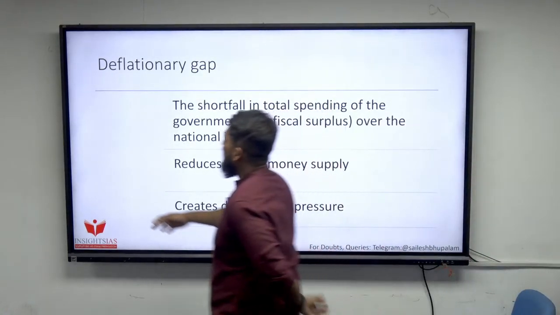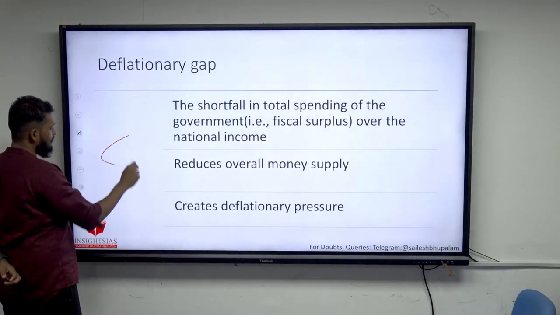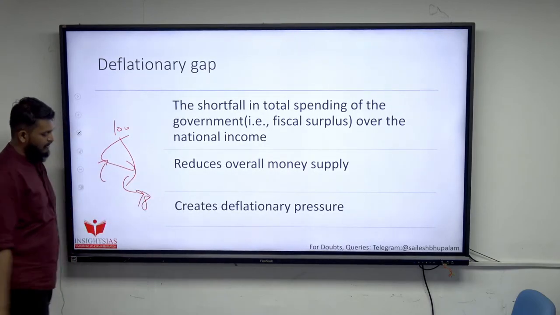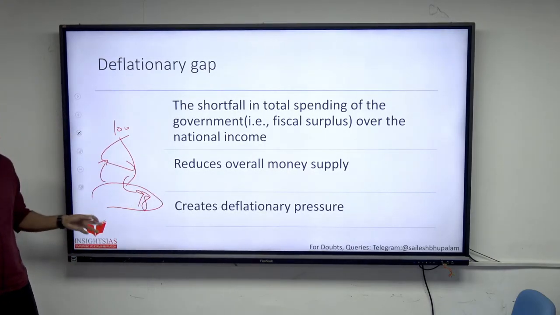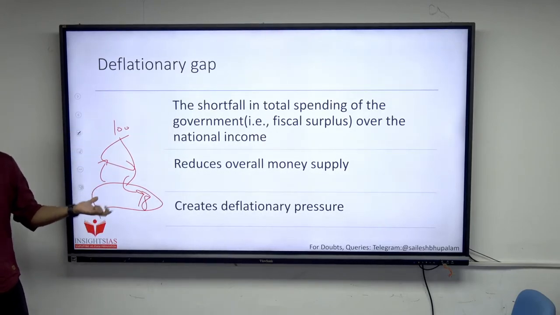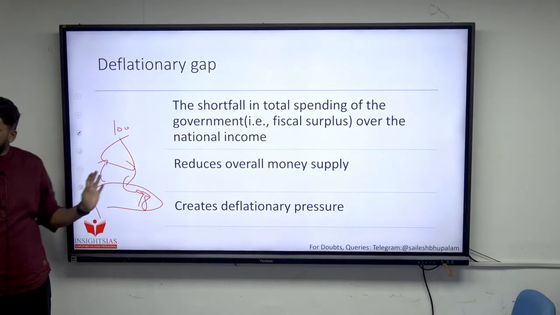Imagine the government has taxed people, say 100 rupees has been taken out of the economy, and only 98 rupees is left in the economy. That means 2 rupees has been removed from the economy. What happens to inflation? It will reduce. And that reduction creates deflationary pressure. We are going in that direction.